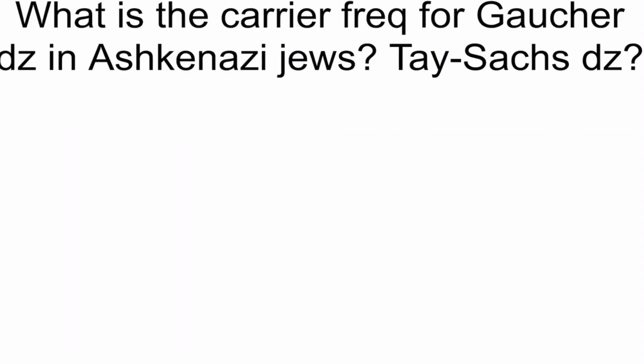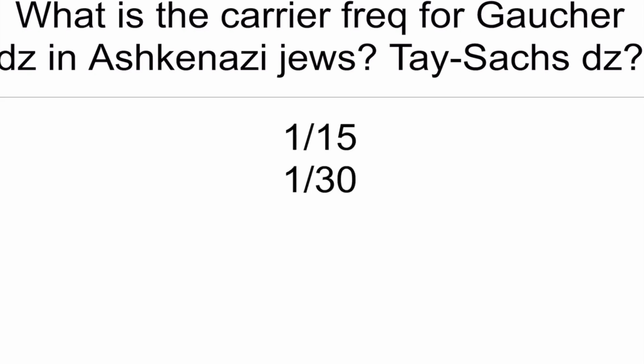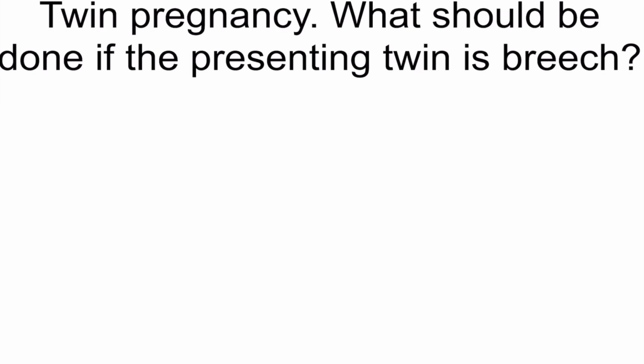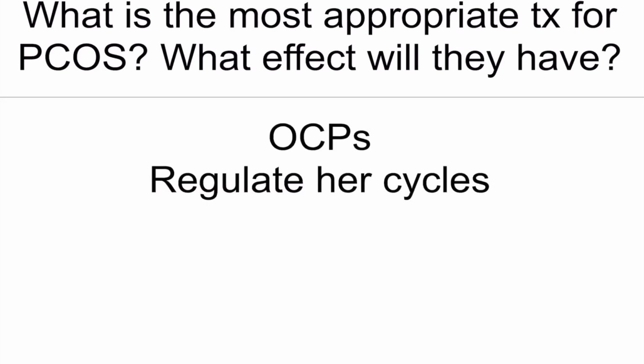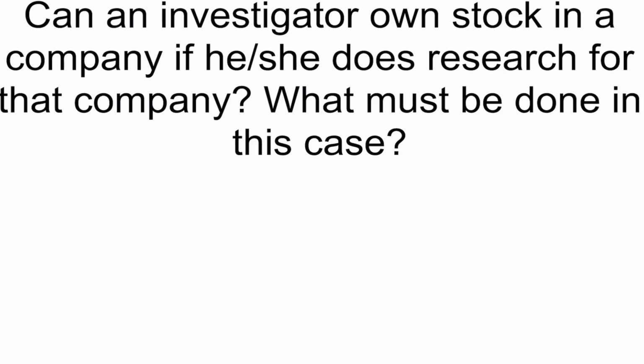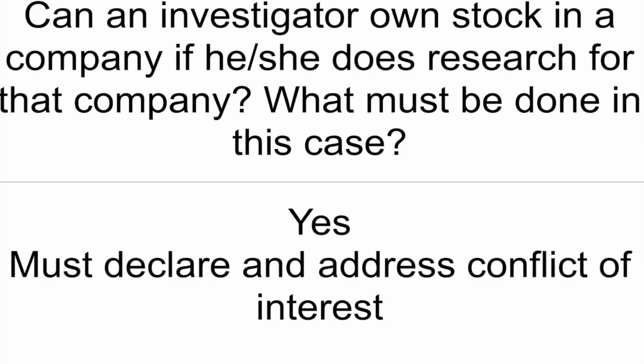What is the carrier frequency for Gaucher disease in Ashkenazi Jews? And what about Tay-Sachs disease? 1 out of 15 for Gaucher and 1 out of 30 for Tay-Sachs. Twin pregnancy. What should be done if the presenting twin is in breech position? C-section. What is the most appropriate treatment for PCOS, and what effect will it have? OCPs, and they regulate her cycles. Can an investigator own stock in a company if he or she does research for that company? What must be done in that case? Yes, but must declare and address conflict of interest.